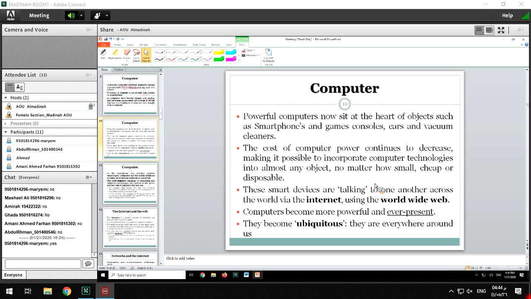Computers now sit at the heart of objects such as a smartphone, game console, car, vacuum cleaners and all. The cost of power continues to decrease, making it possible to incorporate computer technologies into almost every object, whether small or big. Smart devices talk to each other via the internet using the World Wide Web. Computers become more powerful and ubiquitous, that is, they are everywhere around us. So this was about the computers we have around us.